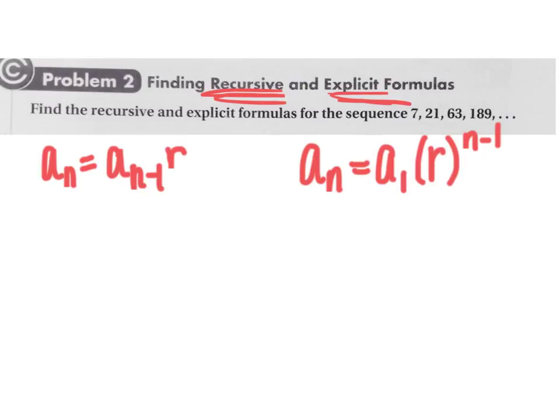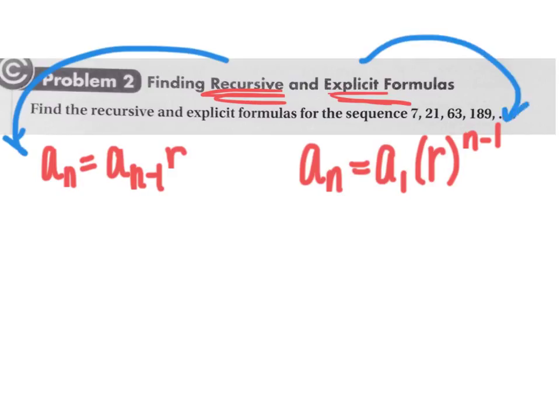And explicit is whenever I say, I need to know the 107th term, then you're going to find the 107th term for that one. Okay? And you go straight to it. You don't have to find every term between there. And I've gone ahead and just written the formulas for you. So this one's recursive, and this one's explicit.